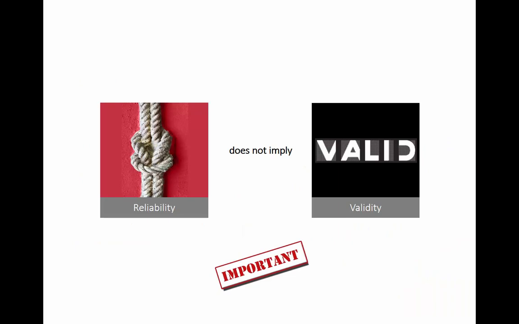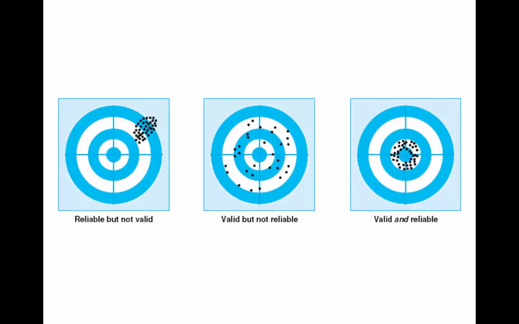But the real important take-home message here is that reliability does not imply validity. These two things are different. This is how you can remember it: you can get the same results, that's what you get on the left, but you're still off target. While in the middle one, you get towards what you want to get, but your measures are all around, not very precise. Ultimately, we want to have both: valid and reliable measures. Okay, so that's just following up on last time when we talked about reliability and validity.